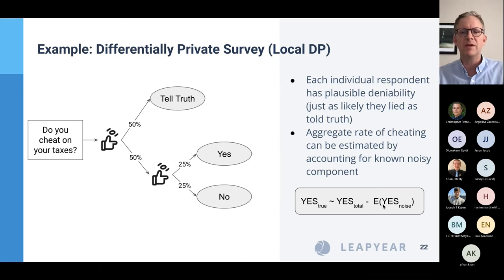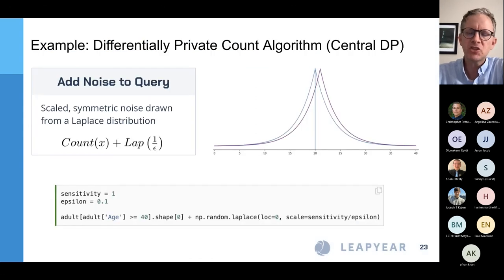So in this case, to be very concrete, 25% of the time I'm going to get a noisy yes, meaning there's really no meaning to it altogether. And so if you combine these numbers in a fairly trivial way, you can come up with a pretty robust estimate of the portion of the population that actually does cheat on their taxes, while always maintaining the plausible deniability of any individual. The other examples won't take quite as long to cover.